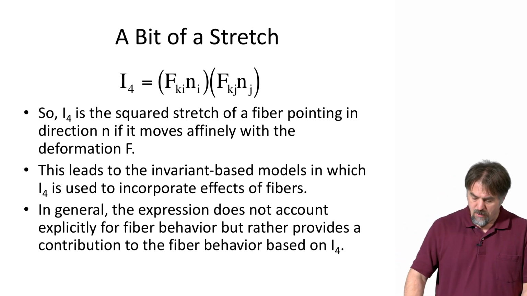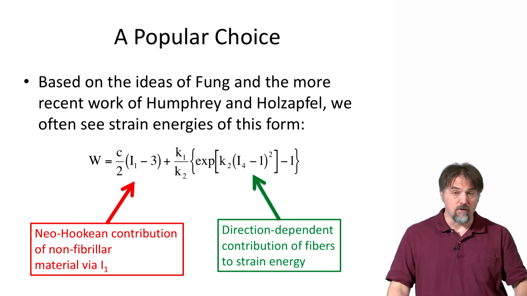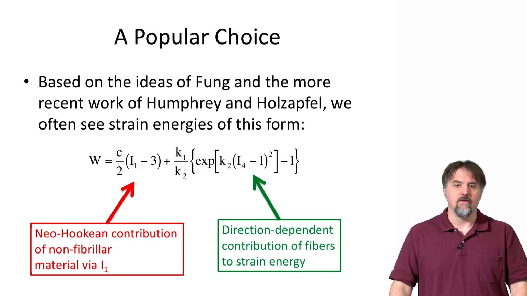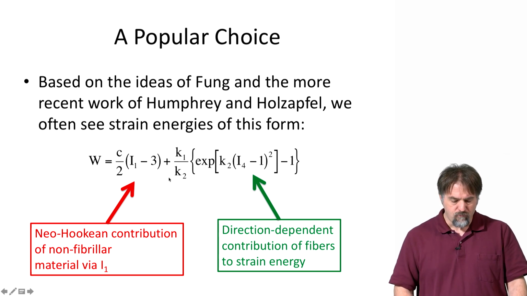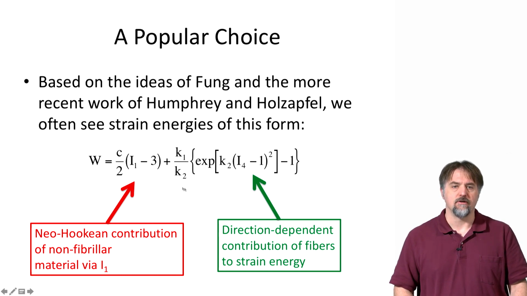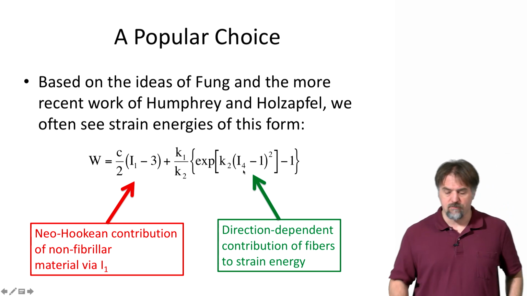Okay? And this is a very popular choice, particularly the early work of Fung, some of Lanier's work, and then more recently Humphrey and Holzapfel. We see strain energies that look like a neo-Hookean contribution. So this is I1, the trace of the right Cauchy-Green tensor C, and a fiber contribution that has an I4 in it. Right? And it's an exponential because that seems to describe data well.